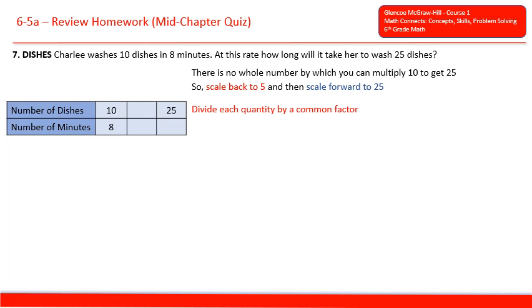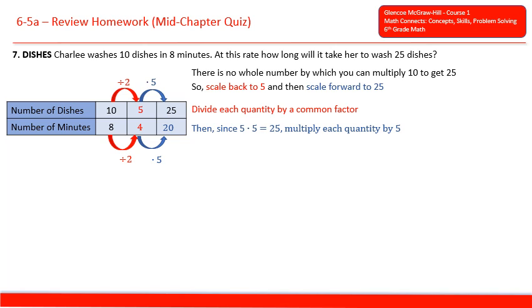And how we're going to do that is we're going to divide 10 and 8 by a common factor that will get 10 to 5. So 10 divided by 2 equals 5. So we'll divide 8 by 2 to get 4. And then we have to figure out what times 5 equals 25, or how can we get from 5 to 25. In this case, it's multiplication. So 5 times 5 is 25, and 4 times 5 is 20. It will take her 20 minutes to wash 25 dishes.